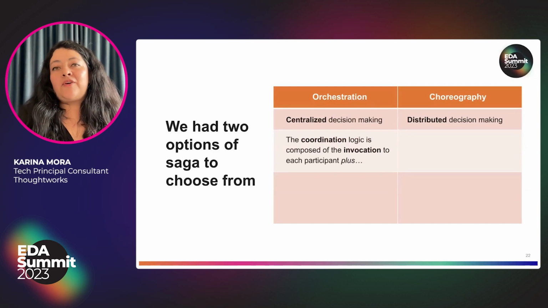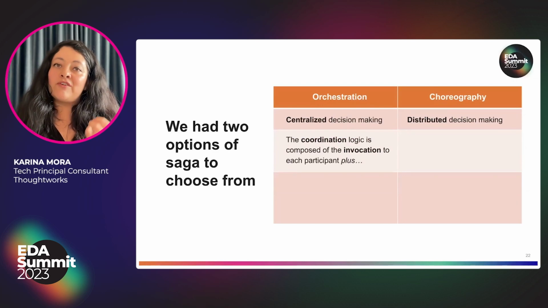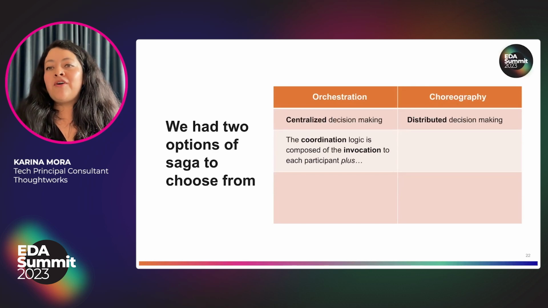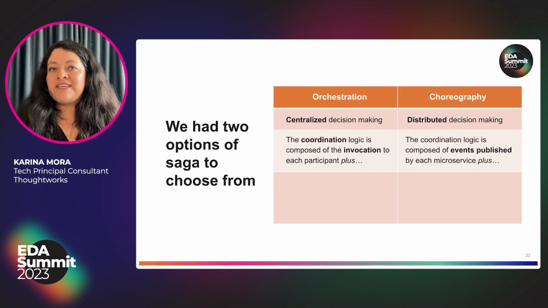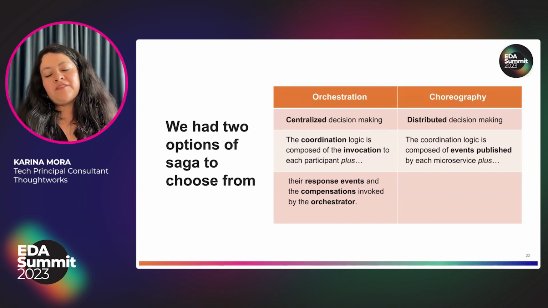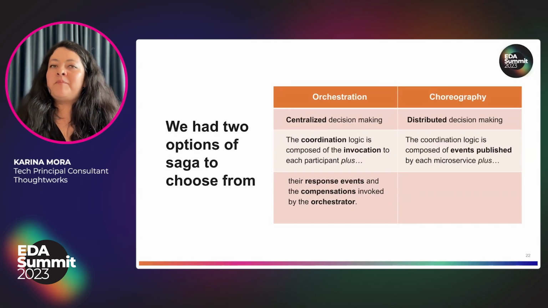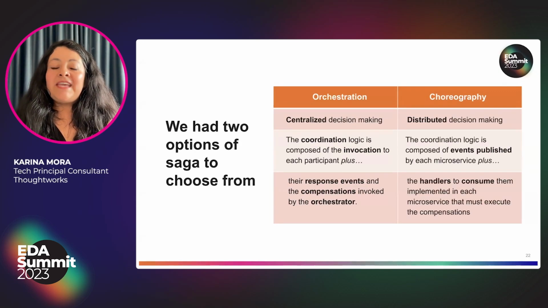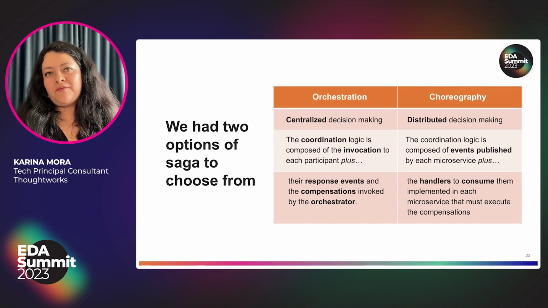It means that the coordination logic belongs to a central element that is the orchestrator. And in the choreography, the coordination logic is spread across all the participants. It means that in the case of an orchestration, I have a clear person responsible for calling the compensations in case of failure. But in a choreography, each of the microservices should be responsible for triggering these compensation actions.